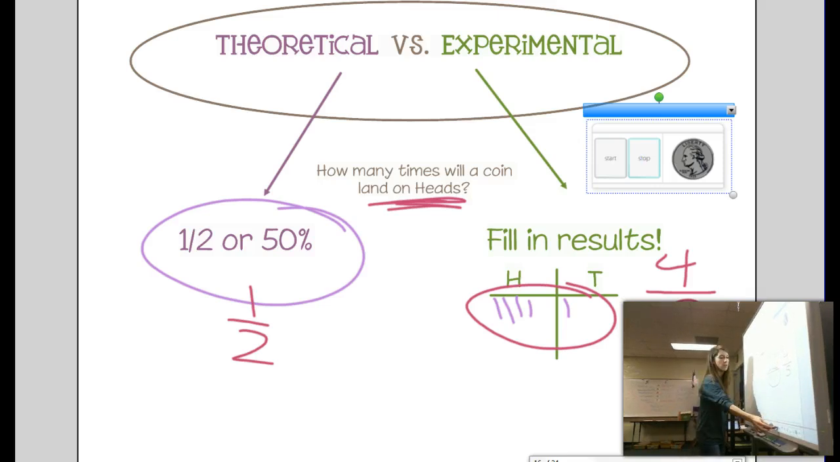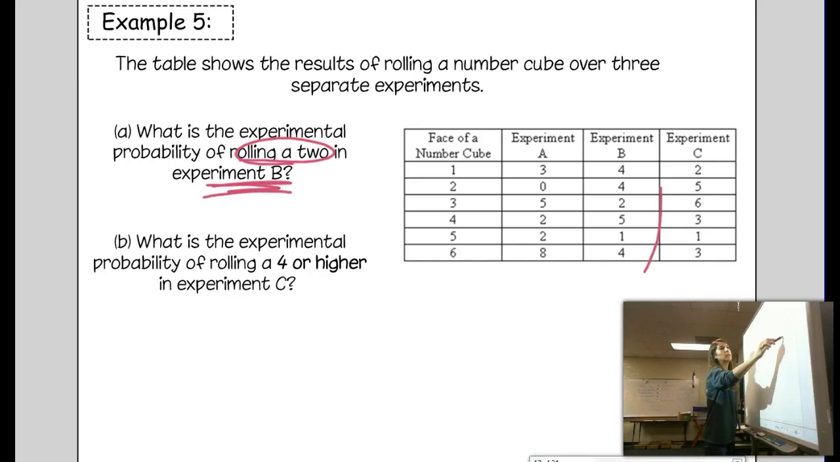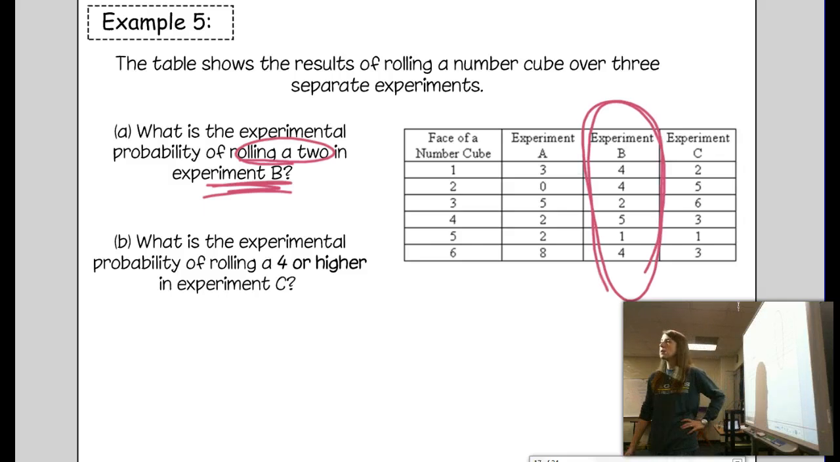Okay, getting close. The table shows the results of rolling a dice over 3 separate experiments. What's the experimental probability of rolling a 2 in experiment B? So what's the experimental probability that they rolled a 2 in experiment B?